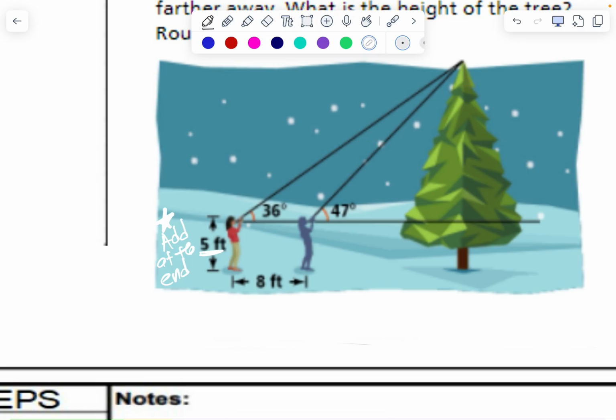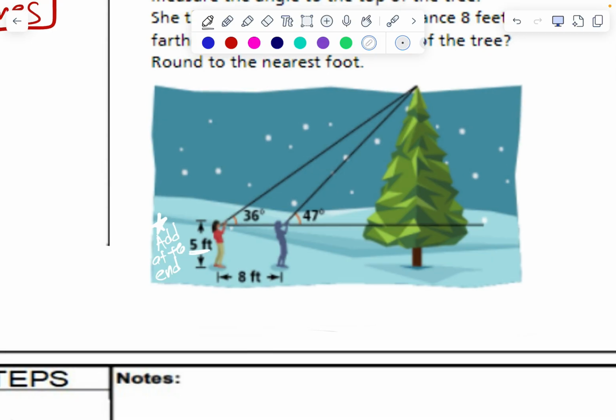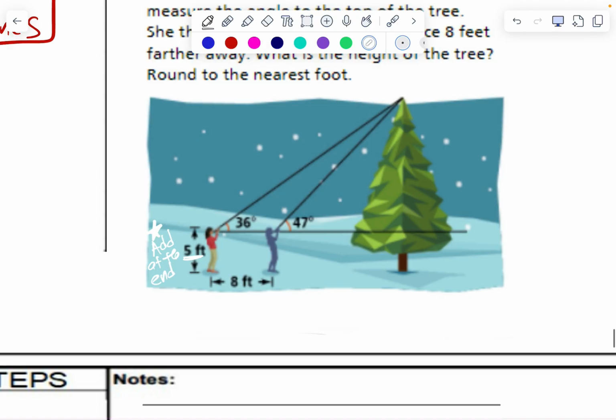Otherwise, just ignore it till you get to the very end. And that's only because we're holding our tool at 5 feet off the ground. If the thing was on the ground, then you wouldn't even worry about it. But that's just not convenient, especially like this picture shows that we're out in the snow. Okay, so 2 quick measurements of angles and then a length along the ground.